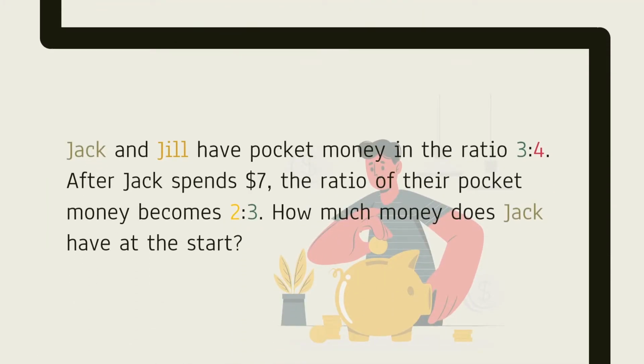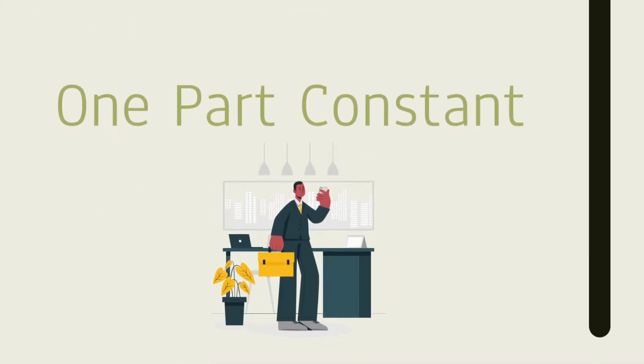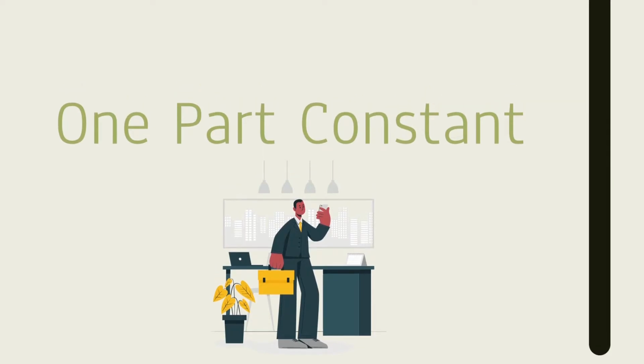Jack and Jill have pocket money in the ratio 3:4. After Jack spends $7, the ratio of their pocket money becomes 2:3. How much money does Jack have at the start? As you can see, only Jack has spent money, and thus only his money has changed. We can conclude that this problem is the type one part constant.